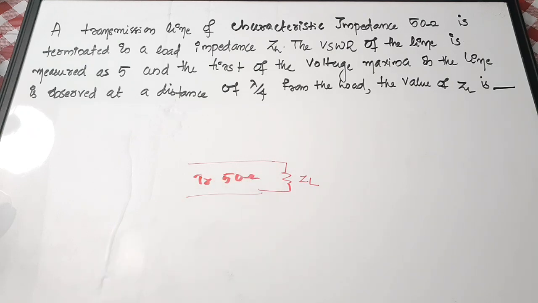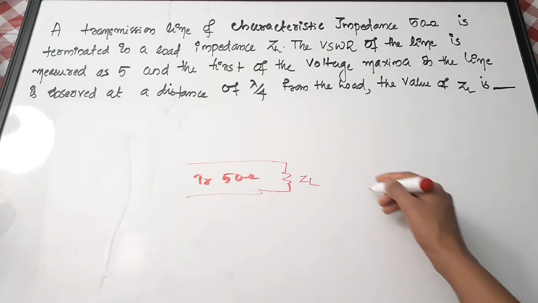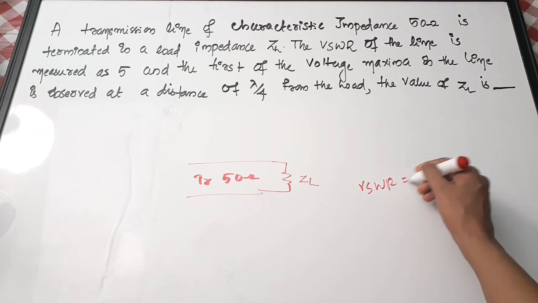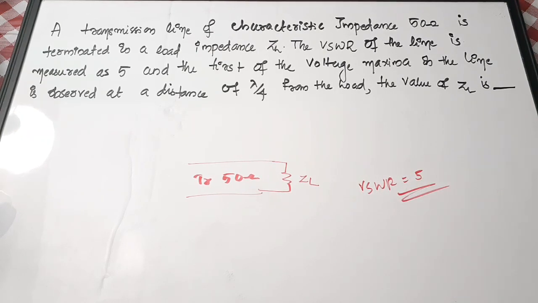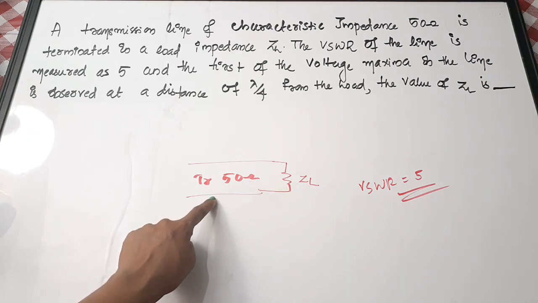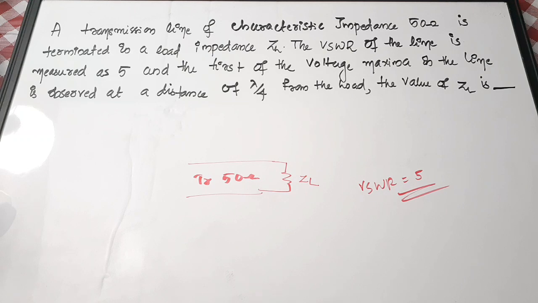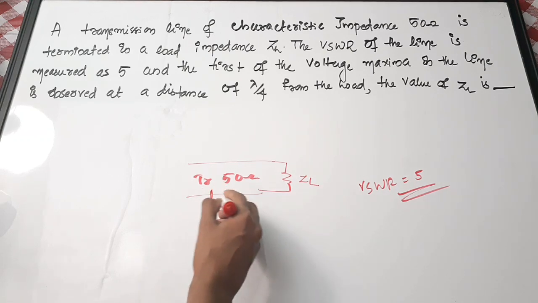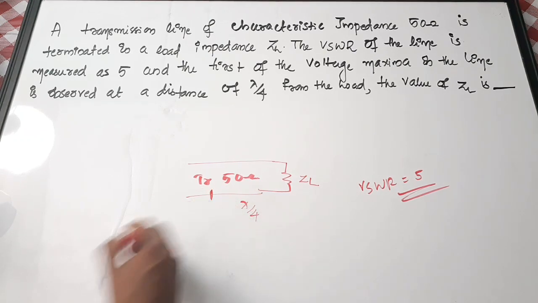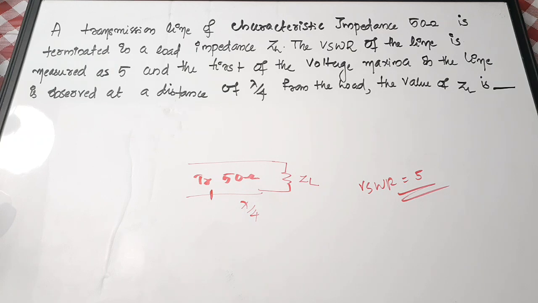Okay, now the VSWR of the line is measured as 5. VSWR is also given. VSWR is equal to 5. And the first voltage maxima in the line is observed at a distance of lambda by 4 from the load. So from the load at a distance of lambda by 4, the first voltage maxima is observed. Okay. Now the value of ZL is dash.